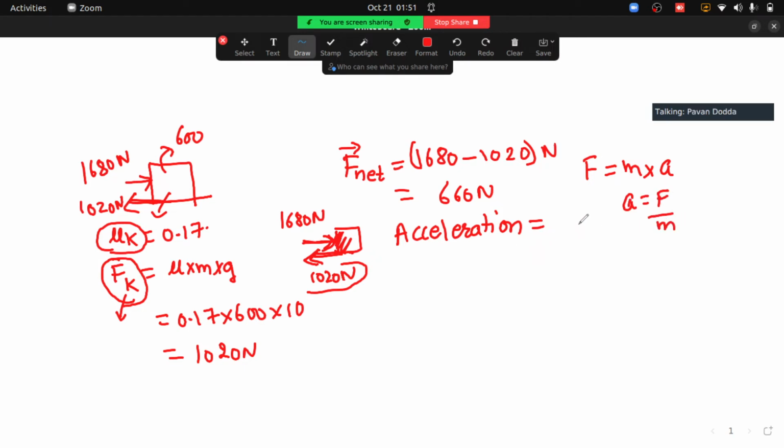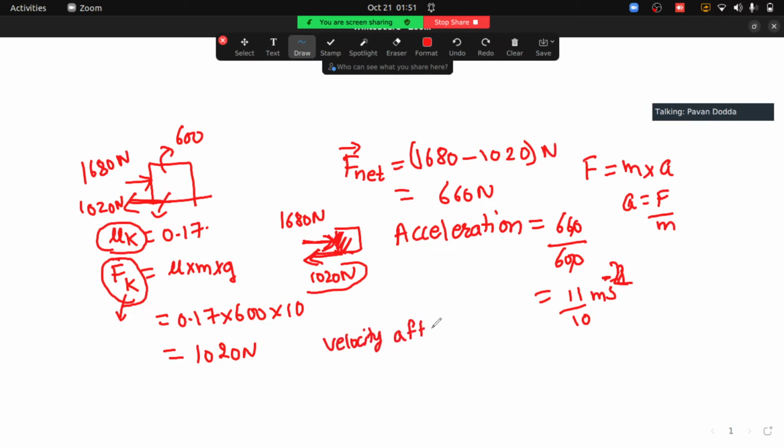So let's substitute these values. Force is 660 newton, and mass is 600, and what's its value? It's going to be 11 upon 10. This is meter per second. Sorry, this is meter per second squared, because acceleration has units of meter per second squared. So this is clear up to this point, right? Yes, sir.